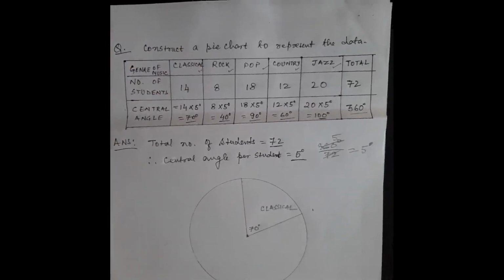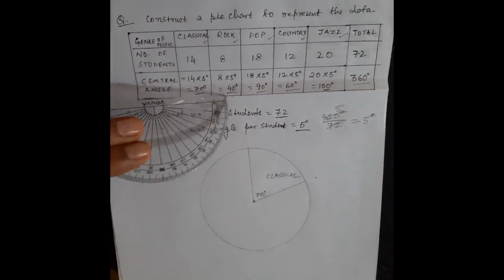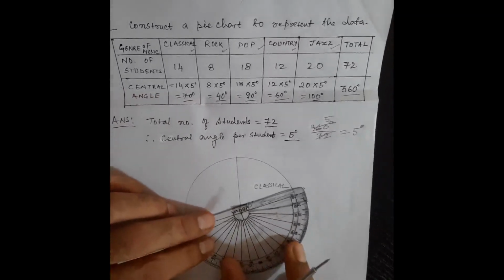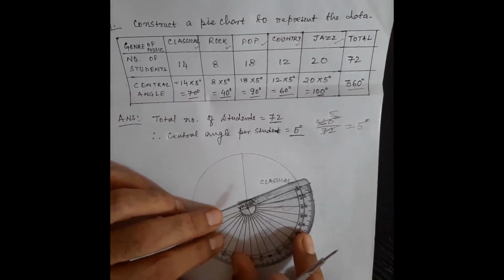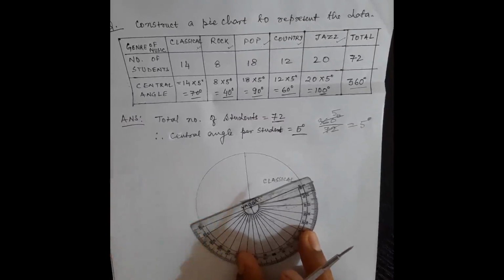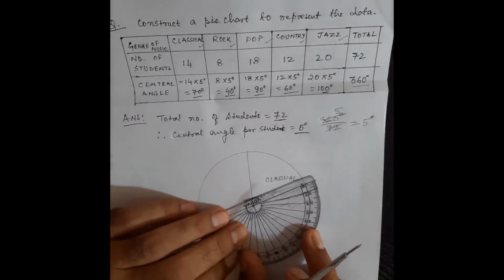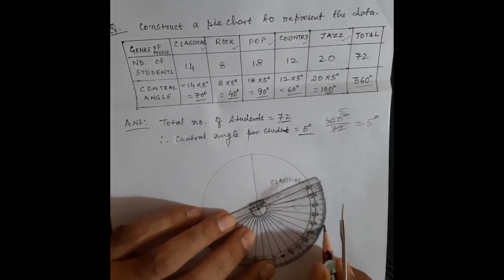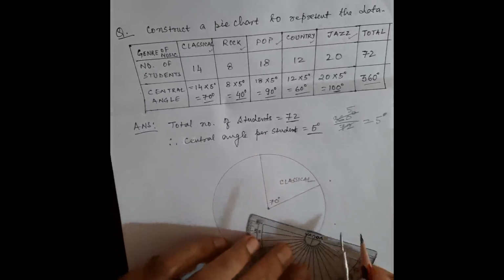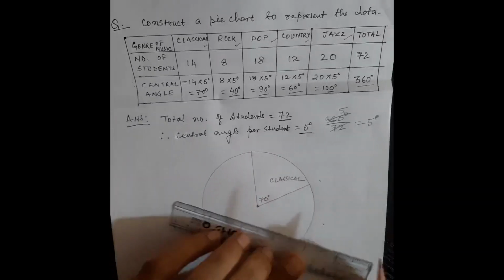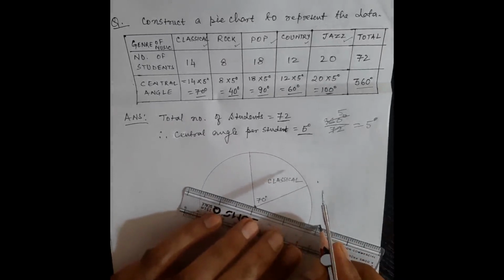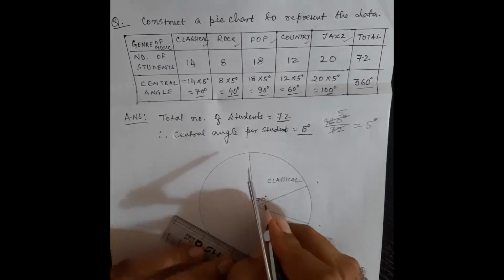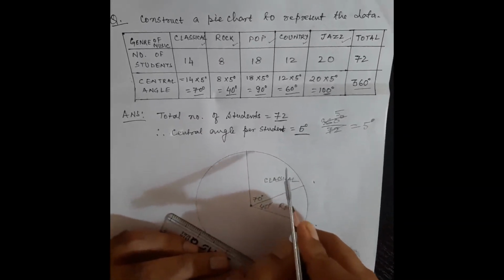Rock music number of students is 8, but what is important to see is the central angle. For rock music, central angle is 40 degree. So to measure 40 degree, we will put again our protractor at the center, and 0 should match with the radius, which is the end point of the classical music, and we'll start measuring from 0 to 40 degree, and this gives you the point 40 degree for rock music. Now we will join it to get the sector for rock. This is 40 degree and rock music.